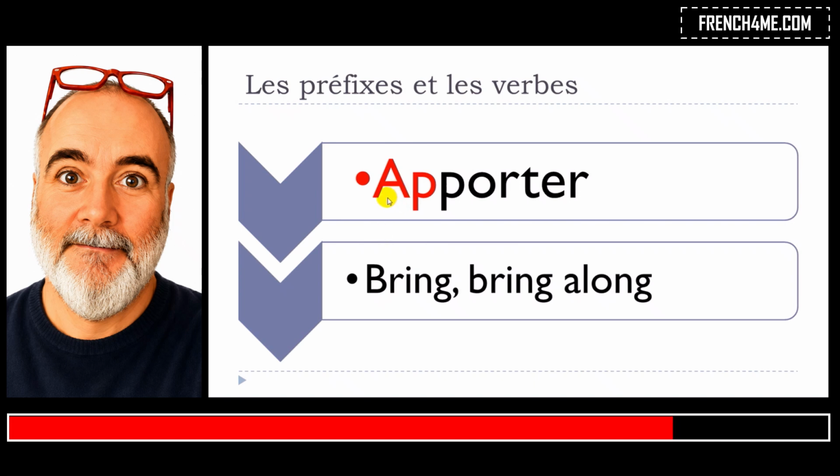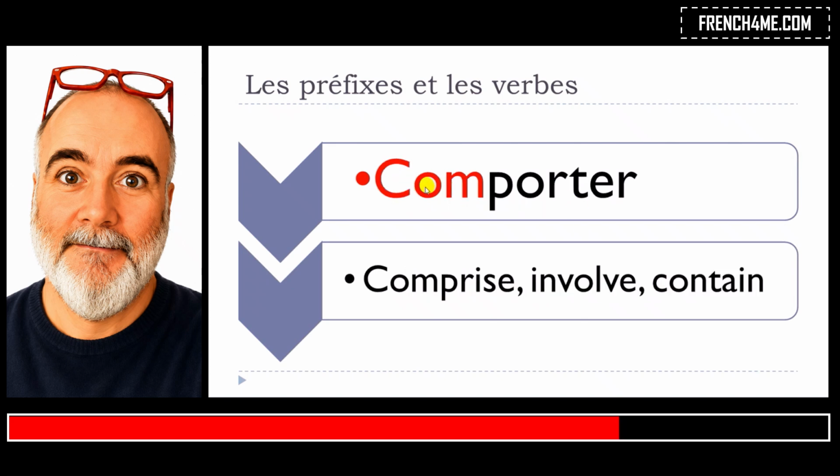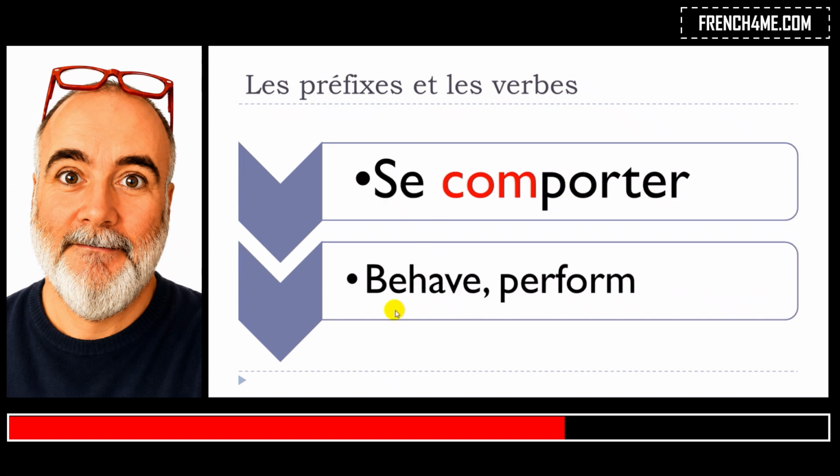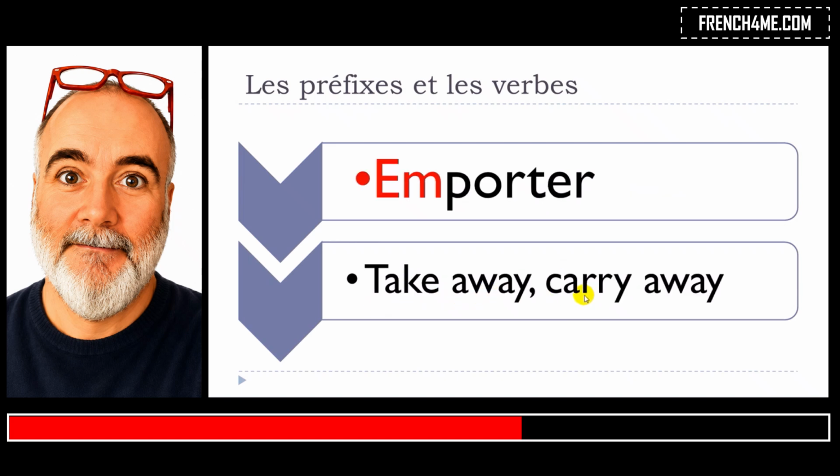The first one, so if you add this ap, you will get apporter. That's actually a translation of this verb, apporter. Then we can add C-O-M, so comporter, and that's the translation here. Or it could be se comporter. And you have here the meaning of this verb.